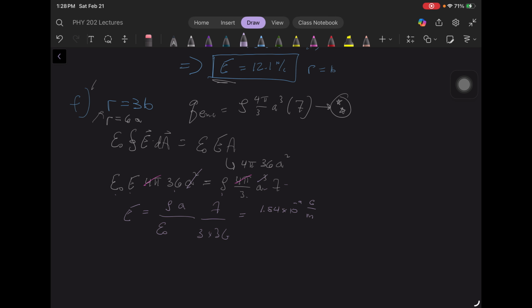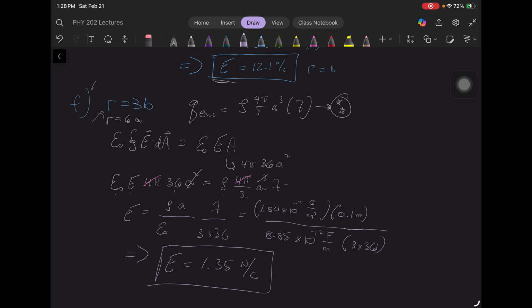Coulombs per meter cubed times a, which is 0.1 meters, over 8.85 times 10 to the negative 12 farads per meter, times 3 times 36. And when we plug all of that into Desmos, you get E is equal to 1.35 newtons per coulomb. All right, and so that is, in fact, less than 12.1 newtons per coulomb, as we expected.